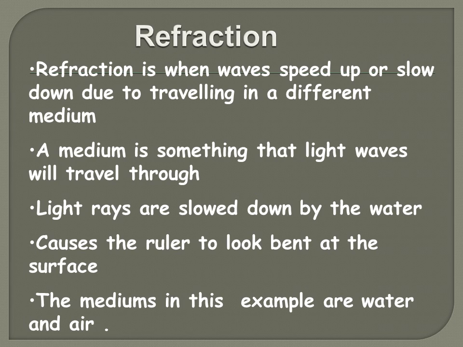As an example, light that we get from the sun has a fixed speed. Then we have lightning. As we can see, lightning and thunder, what will we observe? We will observe that it is very fast. So that is all refraction of light. A medium is something that light waves will travel through. It can be water, it can be air, or it can be another medium.